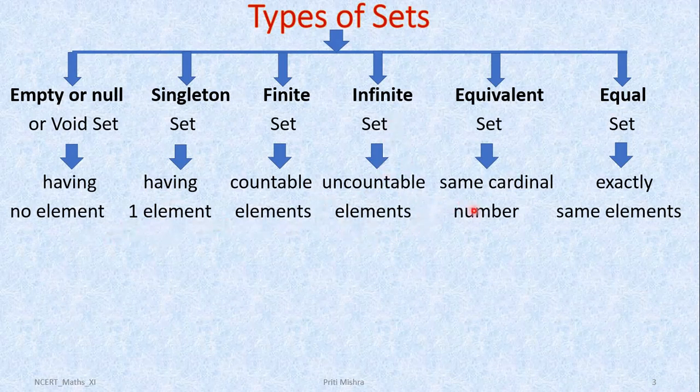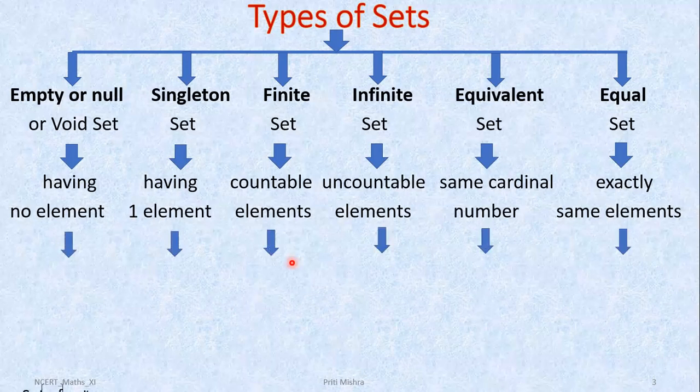is an infinite set. Equivalent set: two sets are said to be equivalent if they have the same cardinal number. Cardinal number means the same number of elements in two sets. For example, if a set has 5 elements and another set also has 5 elements, then we will say these two sets are equivalent sets. And equal sets means two or more sets having exactly the same elements are known as equal sets. Now let's have examples for these sets.